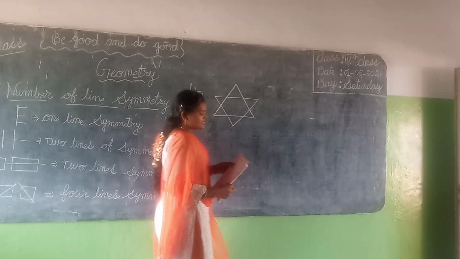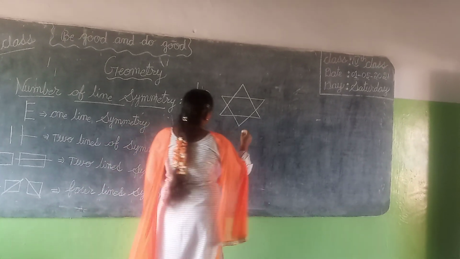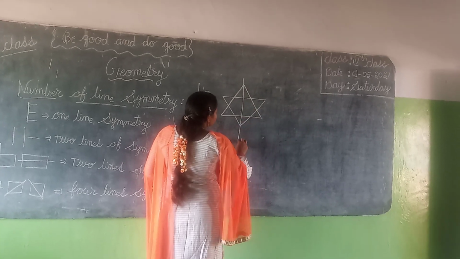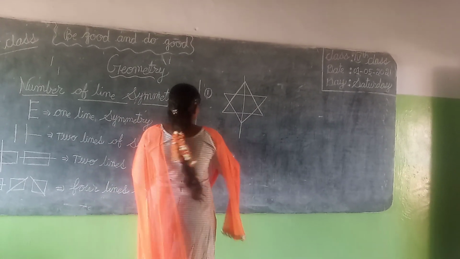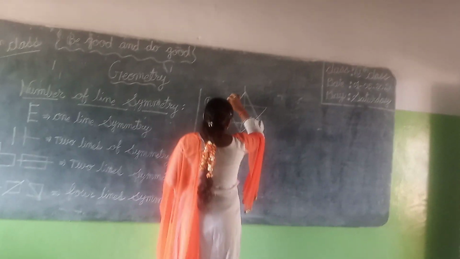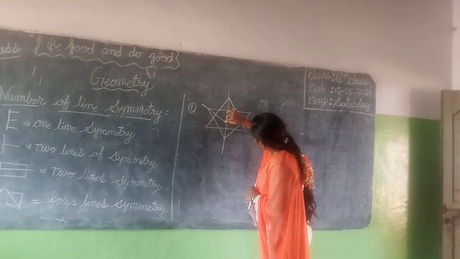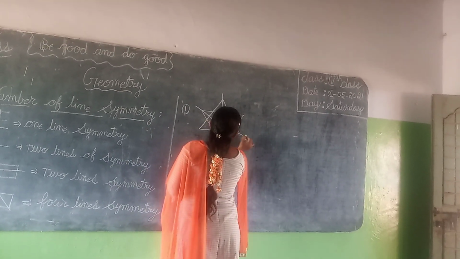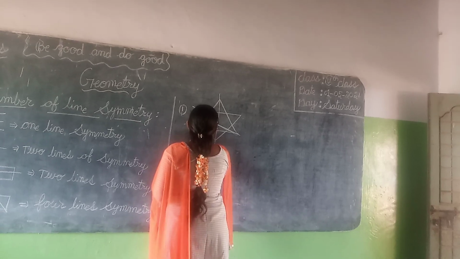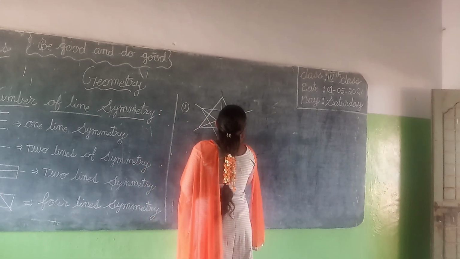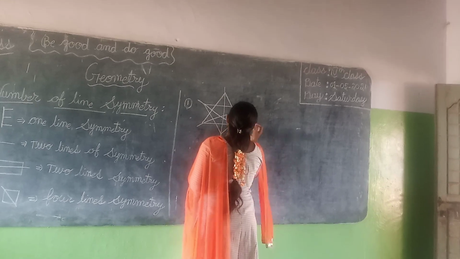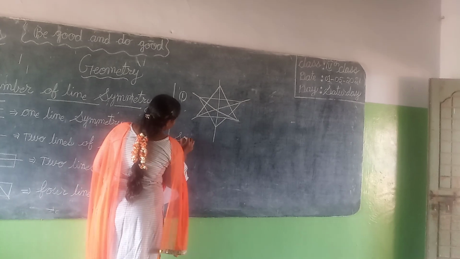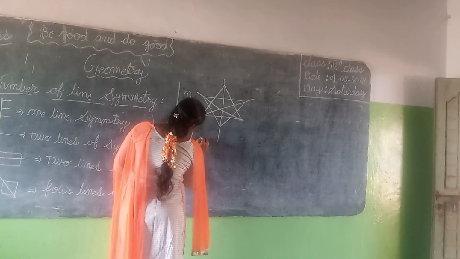Draw this picture. How many lines of symmetry are in this picture? First, the vertical line. This is one line of symmetry. Next, this is another line of symmetry. And this one is another line of symmetry. So how many lines of symmetry in this figure? Three lines of symmetry. Write that down.